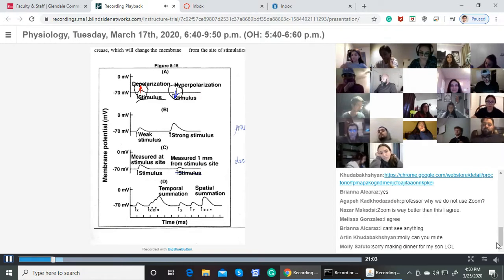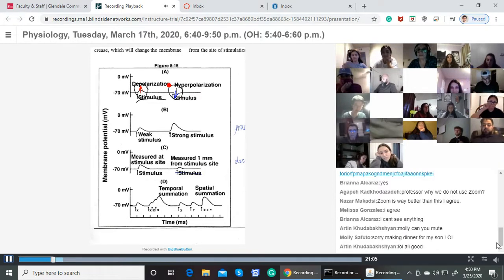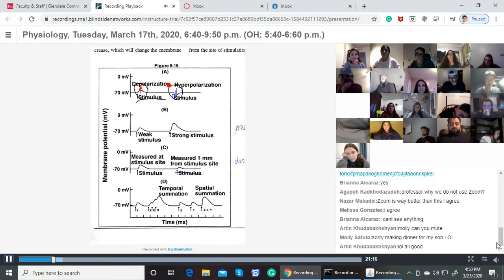There are properties of the graded membrane potential. So where can I write it? You should write it somewhere in your notebook and put down figure 8.15. So these are the properties.